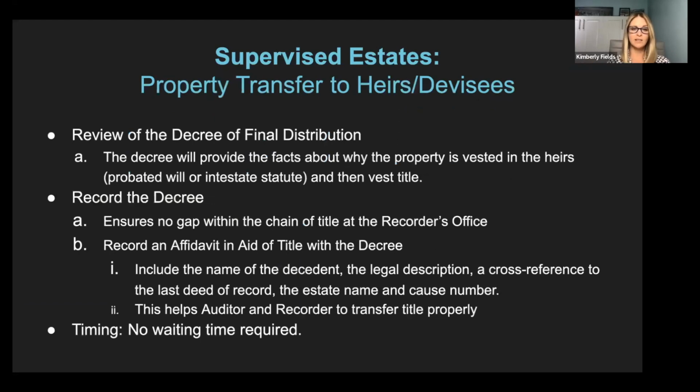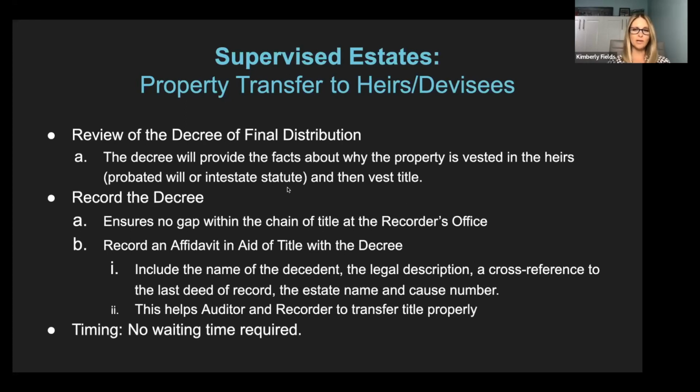So the last way that a property can transfer in a supervised estate is to the heirs and devisees. With this, you want to review the decree of final distribution. That's the final decree in a probate, a supervised estate. That decree is going to provide the facts about why the property is vested in the heirs. And this can be a probated will or intestate statute. It doesn't matter, but usually it's going to outline and say, the person had a will and the will said it's going to these three people. If it's intestate, they'll just say, hey, this is the intestate statute and it's going to the wife and the children or whoever their heirs are. And then you can vest title accordingly.